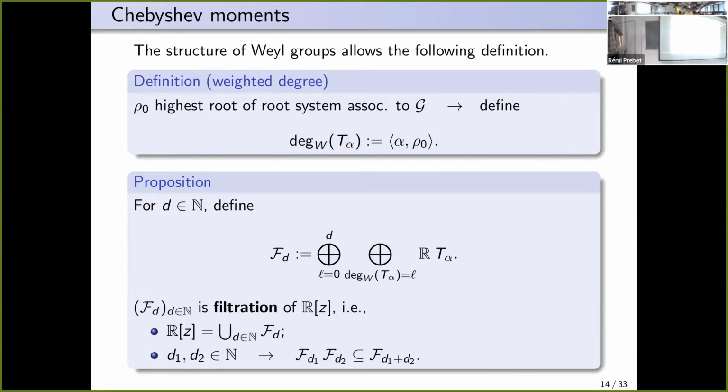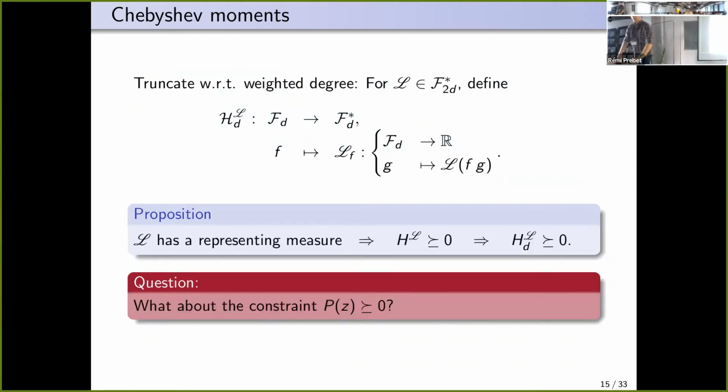The first property is very easy to show. The second one involves properties of the Y group. And now we can truncate, right? We can define this truncated angle operator right here, which takes a polynomial of weighted degree at most d and maps it to a functional. And this works if the functional is defined on the space of polynomials of weighted degree at most d.